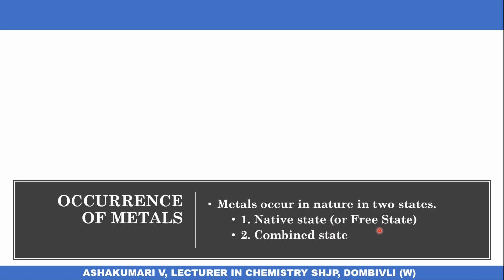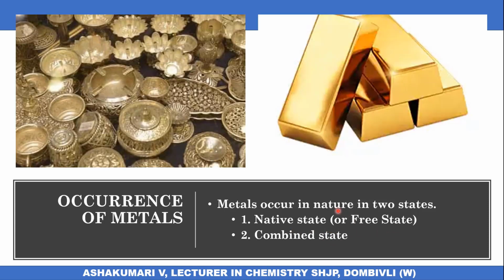Native state is also known as free state. Inactive metals like gold, silver, platinum, etc. are found in the free state, that is in the native state. Most of the metals occur in nature in the form of their compounds like hydroxide, oxide, chloride, etc. due to the action of air, carbon dioxide and the non-metals present in the earth crust. Hence, we say that such metals exist in the combined state.